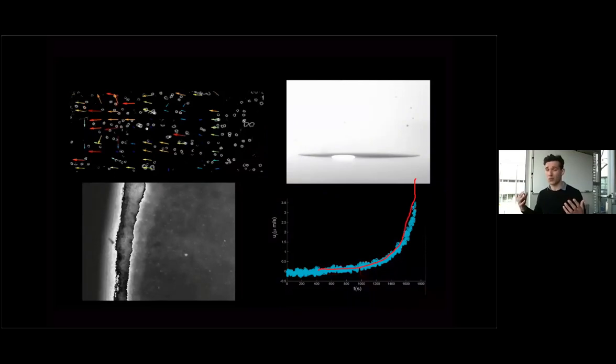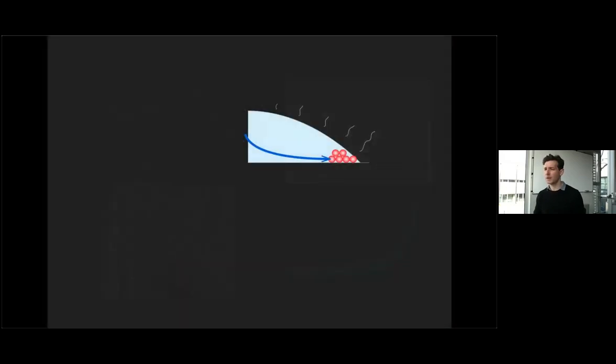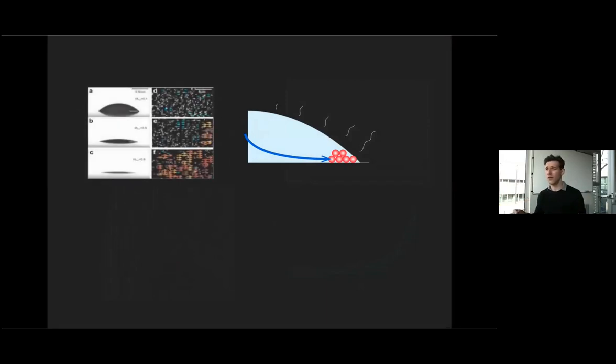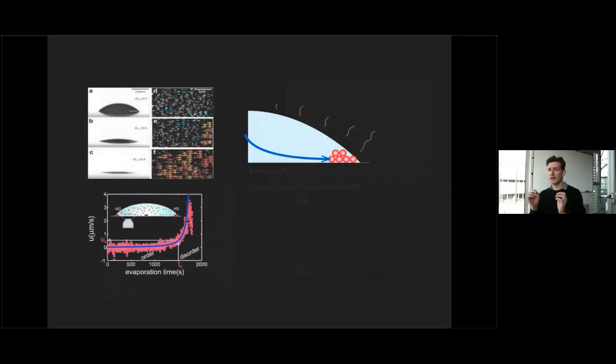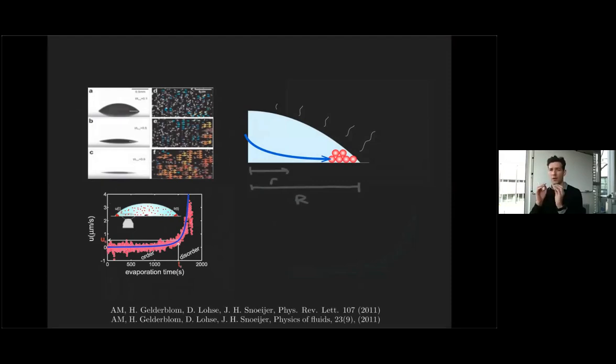The particles reach really, really large velocities. This has crucial consequences on how the particles aggregate at the contact line. Because in the first instance, when the convective velocity that is dragging the particles towards the contact line is very slow, the particles aggregate in a very organized and orderly way.